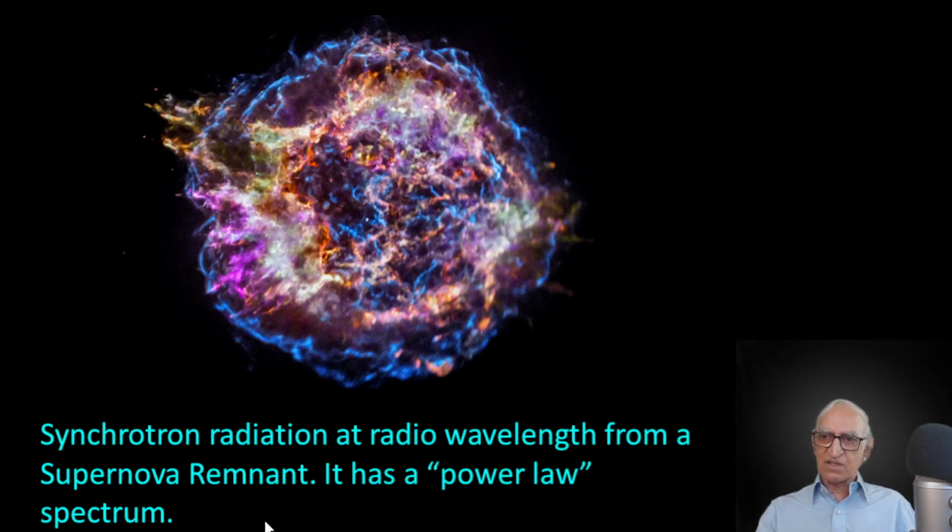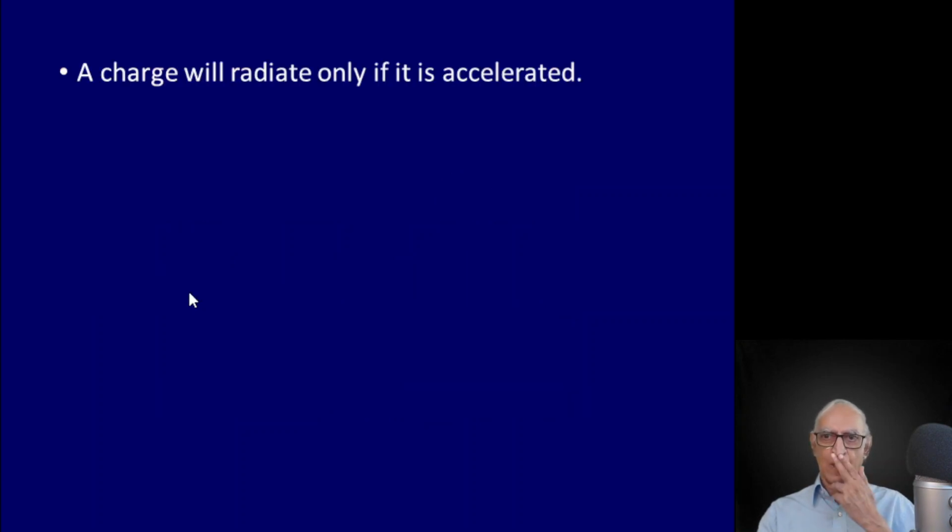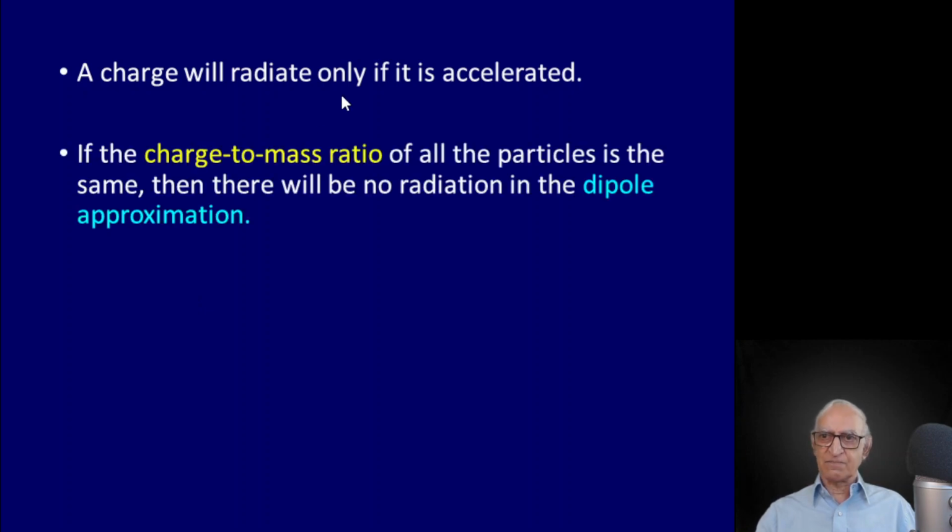Now, this is a picture of a supernova remnant in the constellation Cassiopeia A. This is a radio image, and what you see here is synchrotron radiation from a power law distribution of electrons. Now, before I wind up this lecture, let us first quickly review what I have said about radiation from accelerated charges. Charges will radiate only if they are accelerated.